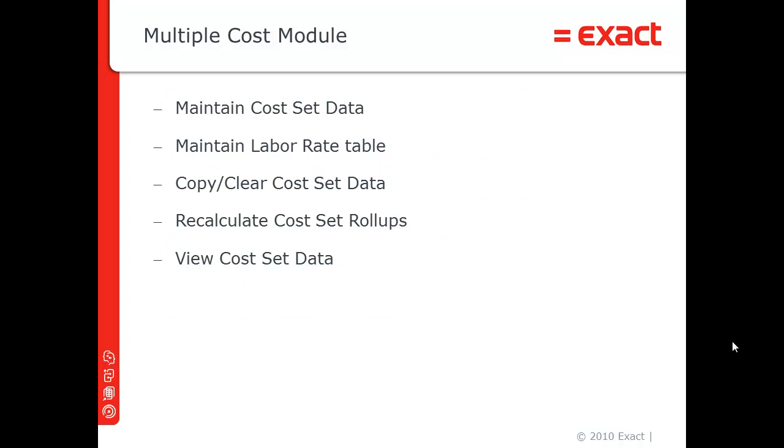Now for the multiple cost module, you have some setup things that you may need to do and some utilities to utilize this functionality. You go to Maintain Cost Set Data to maintain cost sets. You can maintain the labor rate table to run simulations and apply different labor rates. You can copy and clear cost set data. And of course you have Recalculate Cost Set Rollups in order to roll up the costs in the various cost sets. And then you can view the cost set data.